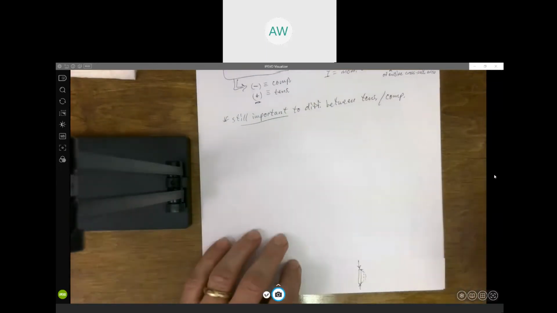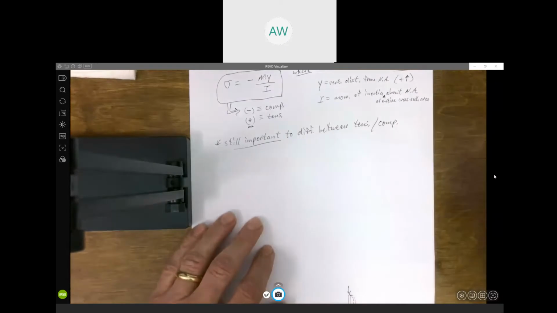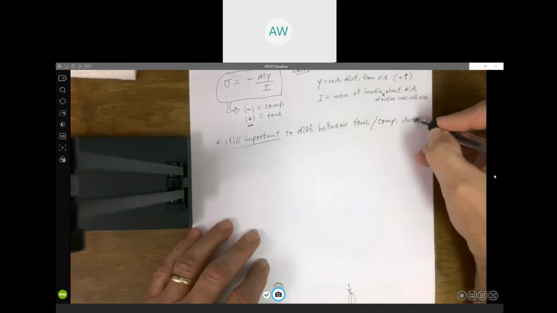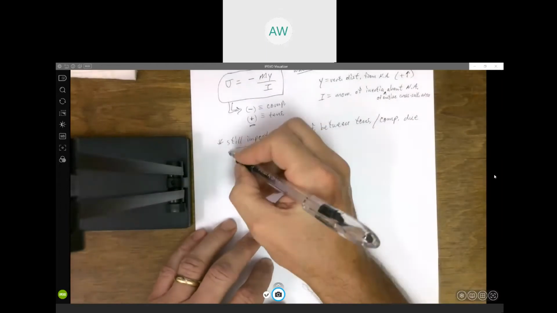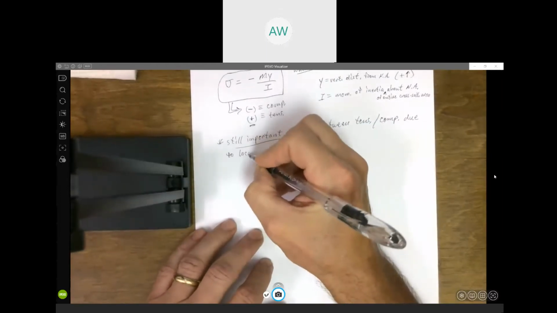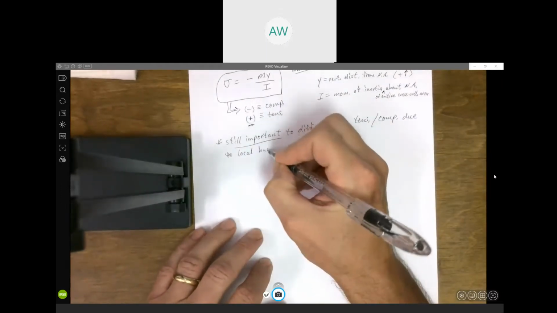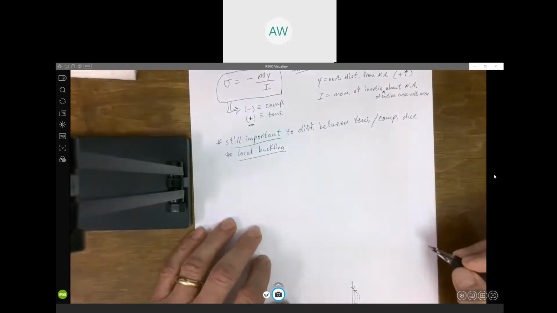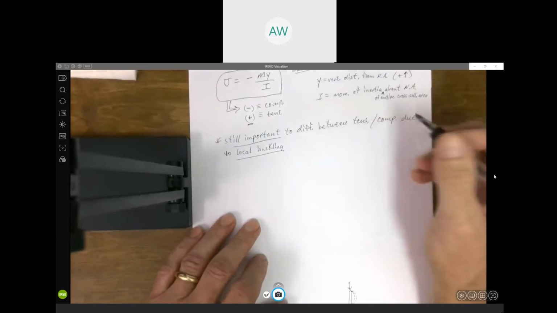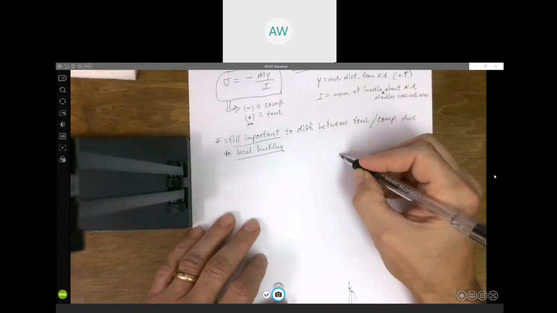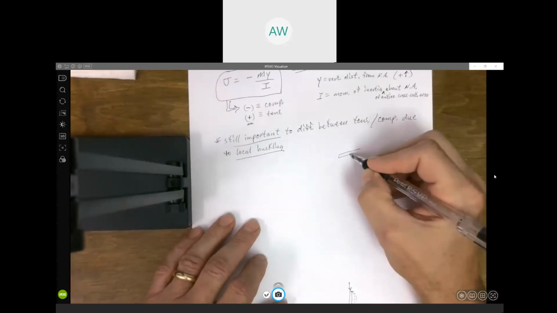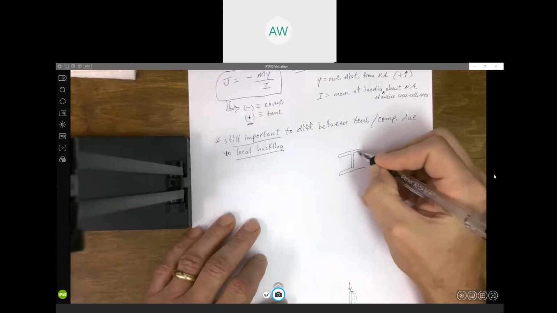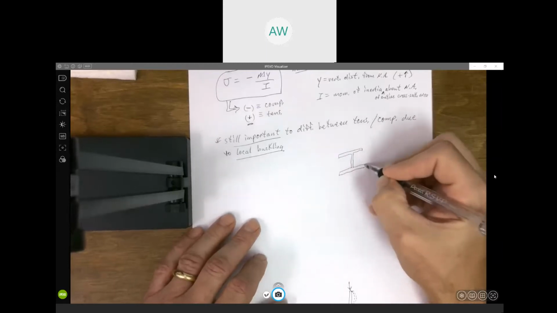But if we bend a beam, depending upon what the beam looks like, we could have what we call local buckling. Like the whole thing doesn't buckle. You see this quite a lot if you have, for example, one of the most common shaped cross sections for beams, an I-beam.